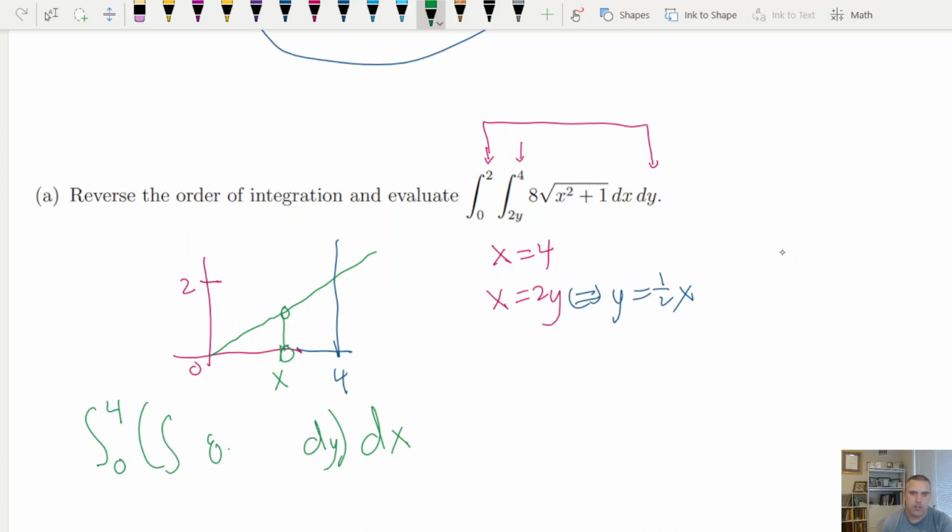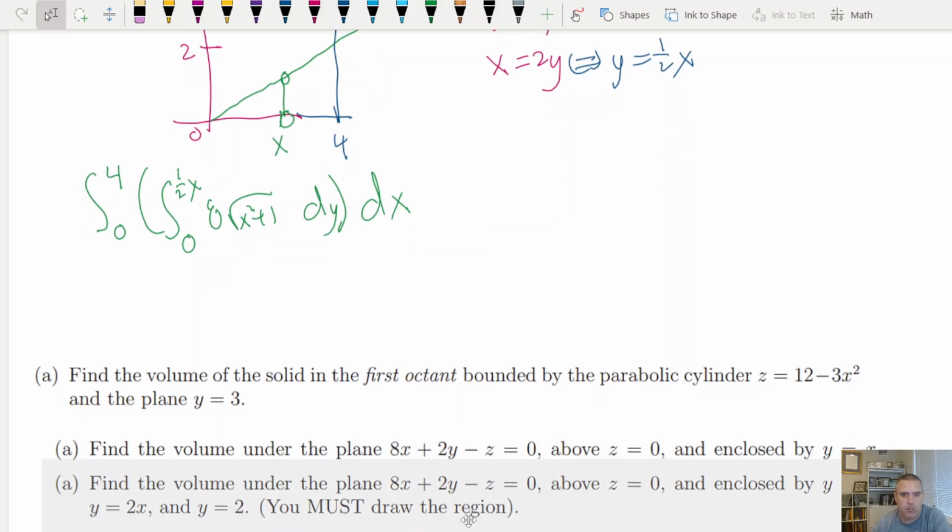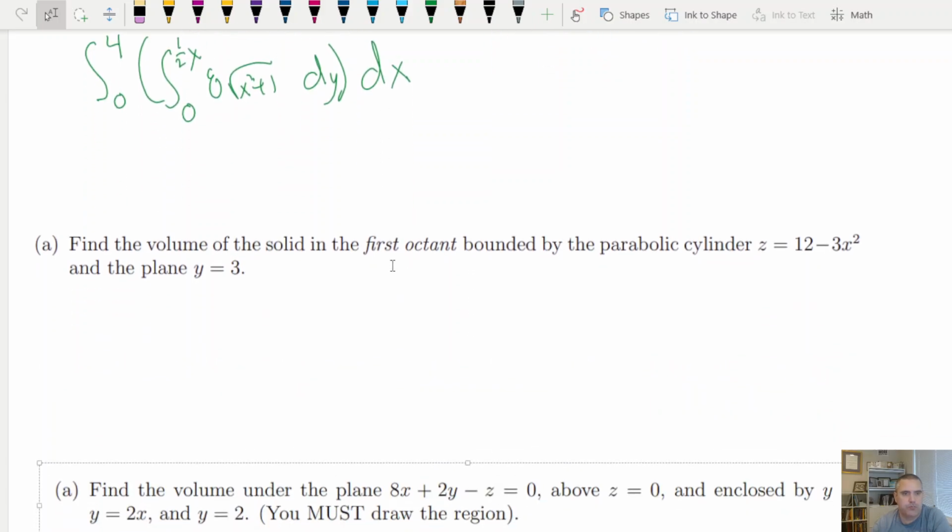The inside is unchanged. The smallest y can be is 0. The biggest y can be is 1/2 x. Done. So there's several reverse the order questions. You can find many, many more on the homework and in my practice materials. Lastly, let's finish with some applied questions here.